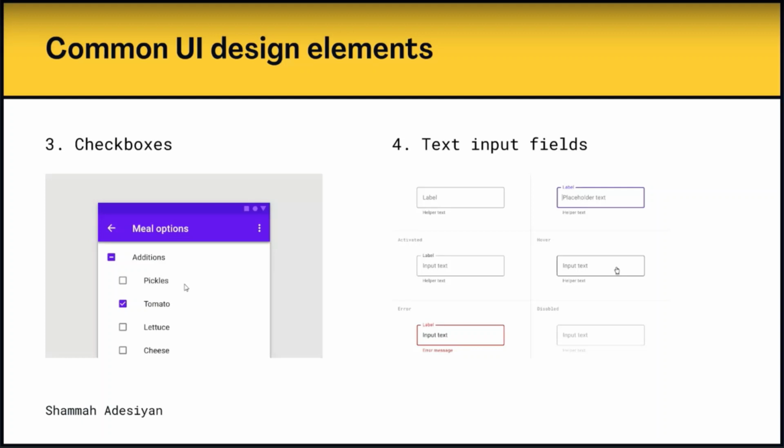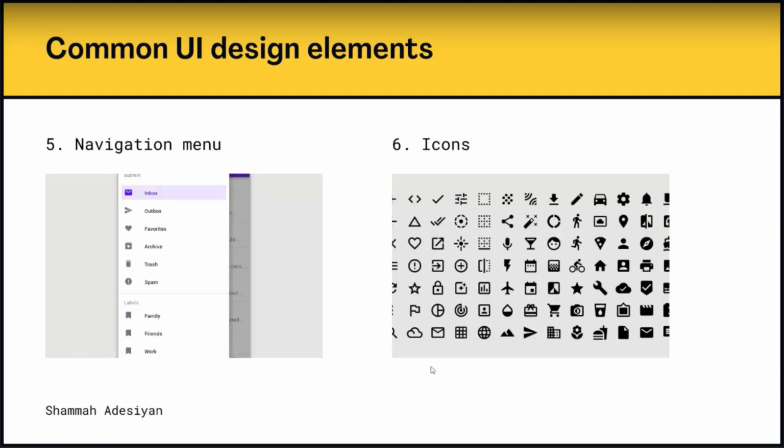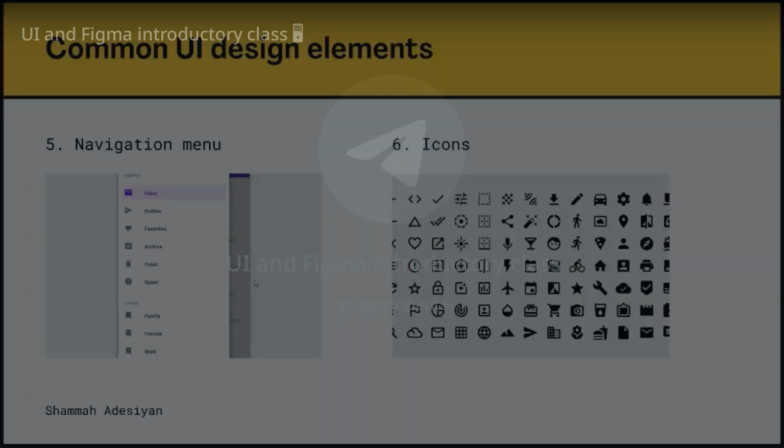So number 4 here is text input fields. These allow users to enter text, numbers, or other information into a form or a search field. And the next, we have a navigation menu. Navigation menu allows people to move within a product, move from one place to another. Like from here, probably the person was on the home screen and you click on the navigation menu.